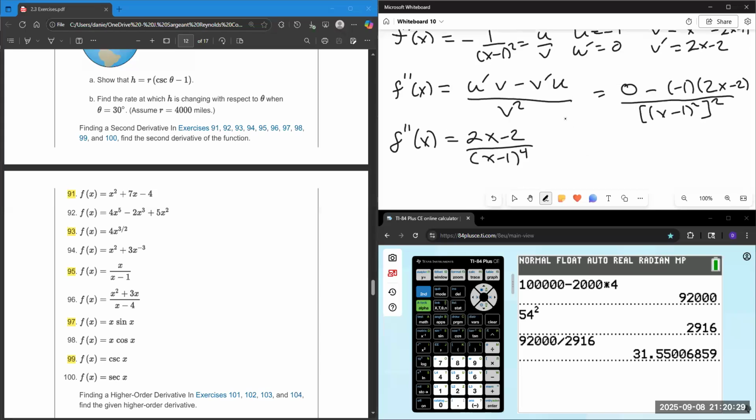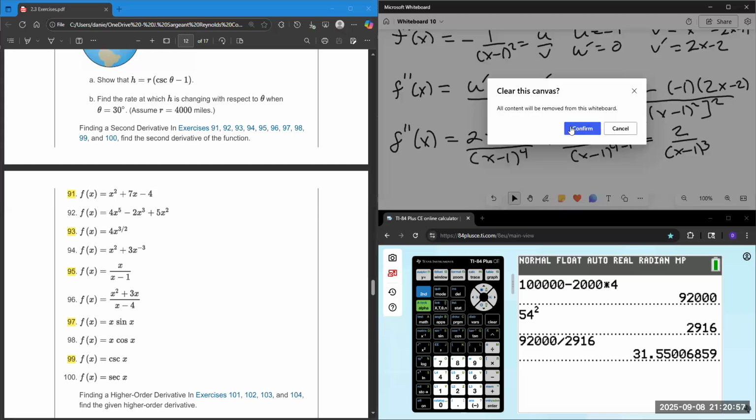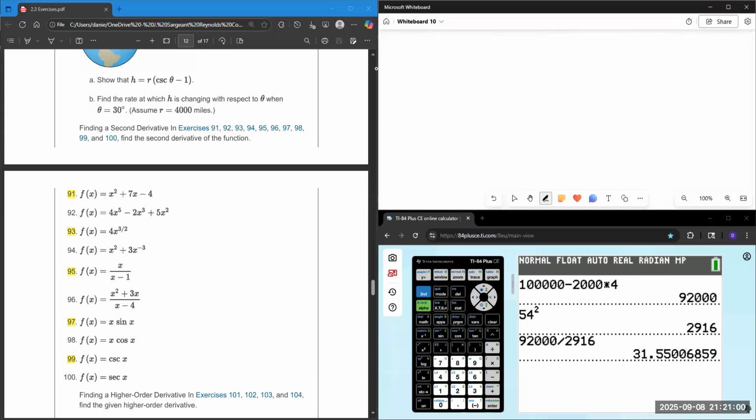so this is going to be 2 times x minus 1 over x minus 1 to the 4th, and the x minus 1's will cancel. 2 over x minus 1 to the 3rd for my final answer for my second derivative there. That was number 95. Let's look at number 97 now.